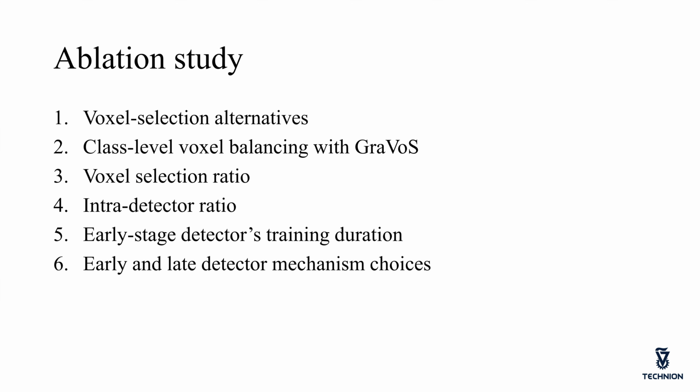In the paper, we report on 6 types of ablation studies. They include the study of voxel selection alternatives, class-level voxel balancing with GraVoS, voxel selection ratio, intra-detector ratio, early-stage detector's training duration, and early and late detector mechanism choices. Today, we will focus on the former 2.